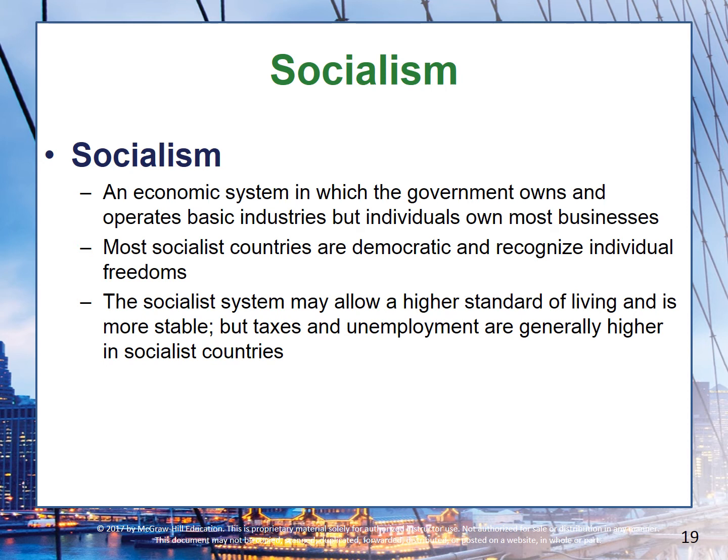The next system we want to talk about is socialism. In socialism, the government will own and operate the basic industries, such as in France, where the postal service is owned by the government. It's fully owned and operated by the government, and they actually make a profit. Most socialist countries, such as Sweden, India, and Israel, are democratic and they recognize individual freedoms.